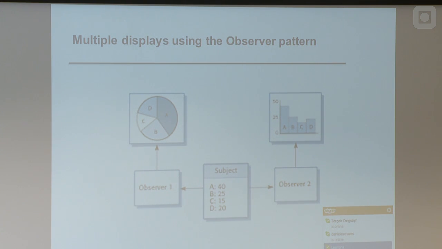You have a subject. In our case, it is this weather data. And this subject is observed by different classes that will display the status of the subject in different ways. For example, observer 1 displays with a pie chart, while observer 2 displays with a bar chart. When you have understood this, in the programming language that you will go and implement, you will be able to reuse this graphic representation and apply it.